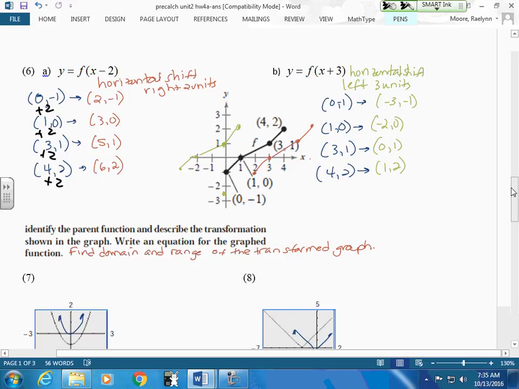This guy, again a horizontal shift, left 3. So if it's easier, subtract 3. And plot your points. Or just take the original. Everything always goes off the original. And move it left 3 units.